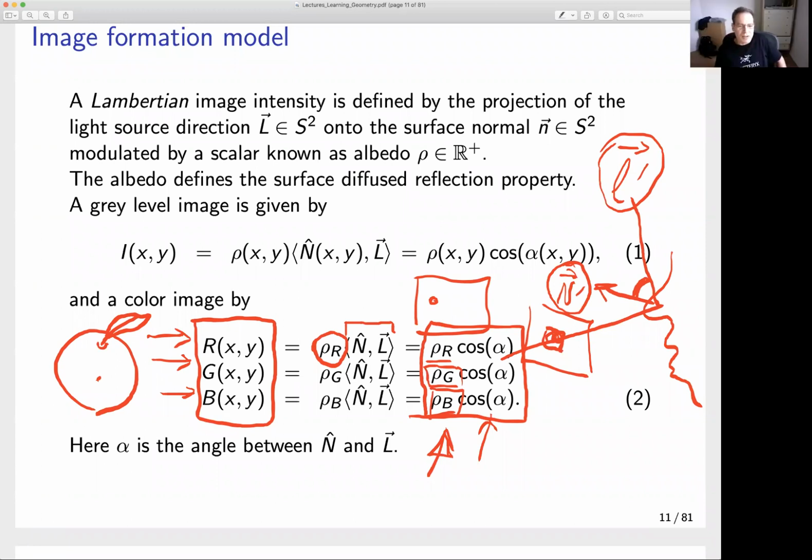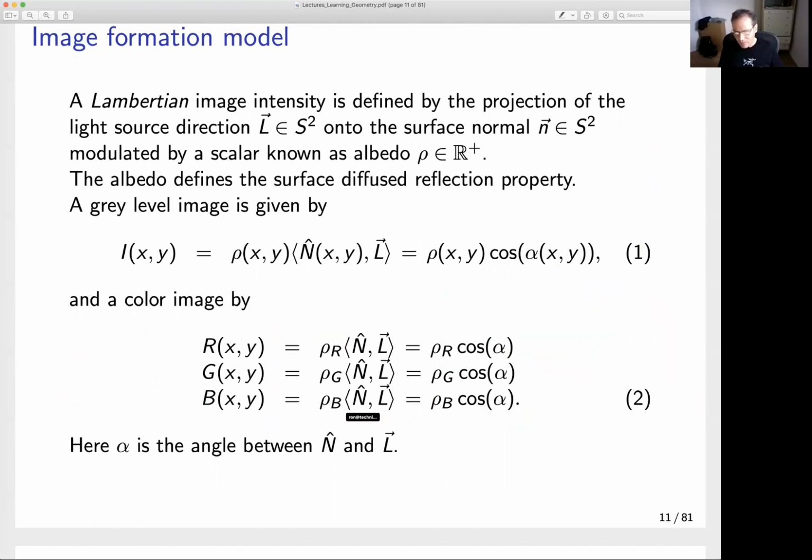And if somebody is now giving me an image of an orange, and obviously the leaf should have different albedos, what I could do is somehow tune the values of the pixels so that they would satisfy this relation. Okay, so how should I do that?